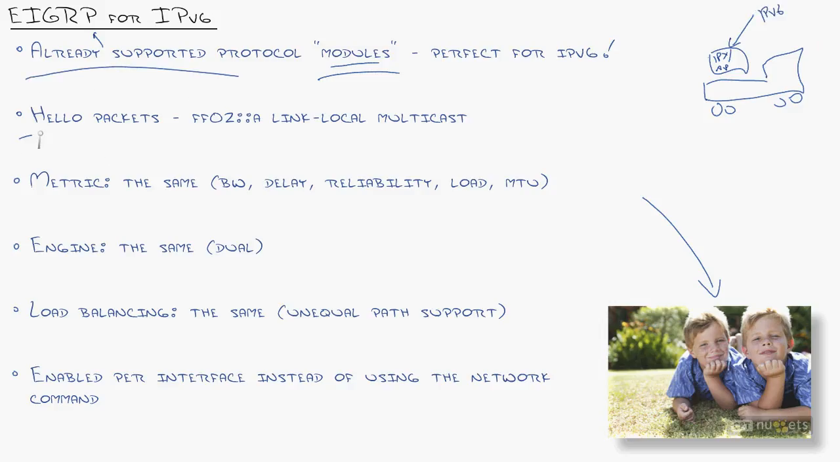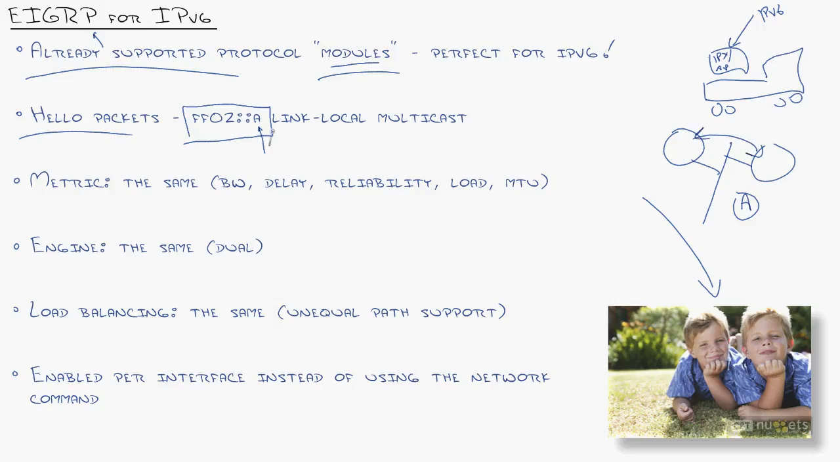Now, the hello packets are still used, so it still forms neighbor relationships like it did with IPv4. However, instead of using, what was it in IPv4? 224.0.0.10? I believe in IPv4, the multicast hello address was 224.0.0.10. Now it's FF02::A. So it's not saying a link local, it's saying A, like this is the actual multicast address. So all the routers that are connected to that same network segment tune into this little FF02::A frequency, and so they can all hear each other's hello packets.